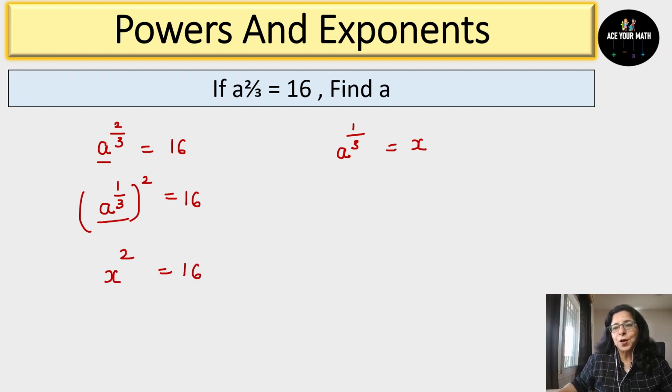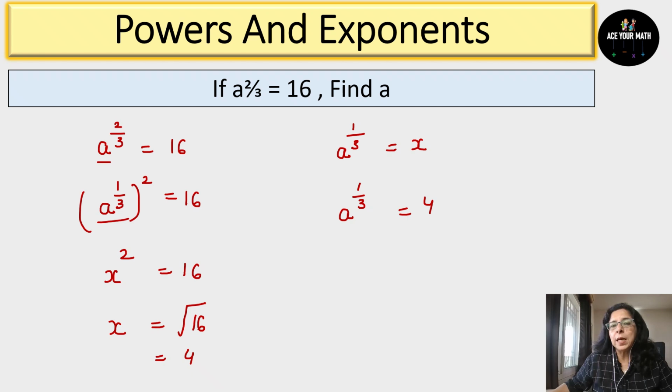In 8th grade, you have learned how to find the x value. If it is x squared, you will take the square root of 16. What is the square root of 16? It is nothing but 4. So here you got the value 4. Now you will replace it, so it will become a^(1/3) equals 4.